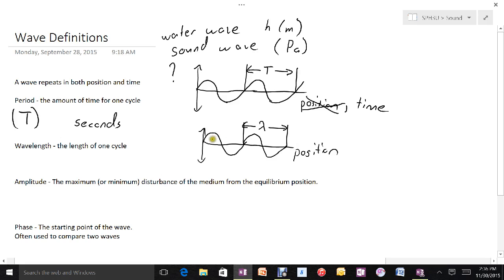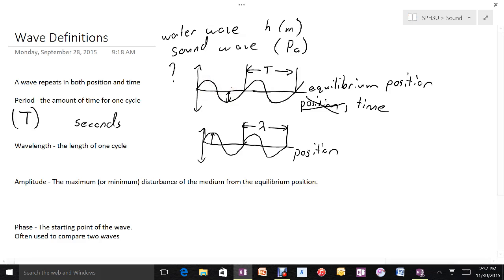The amplitude shows the average distance from the equilibrium position. The equilibrium position is what the medium would be at if it was undisturbed. So the distance from the equilibrium position to the bottom or the top of the wave. So careful with amplitude. It doesn't go all the way from the top to the bottom. It goes from the top to half or from the bottom to half.